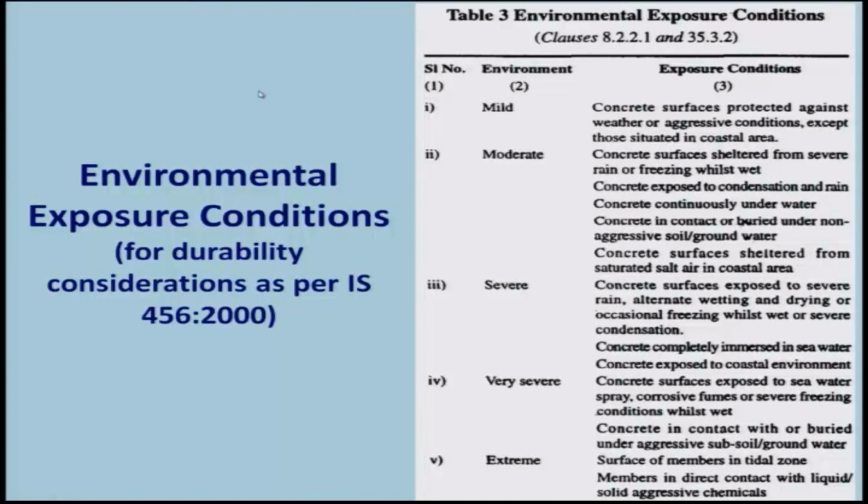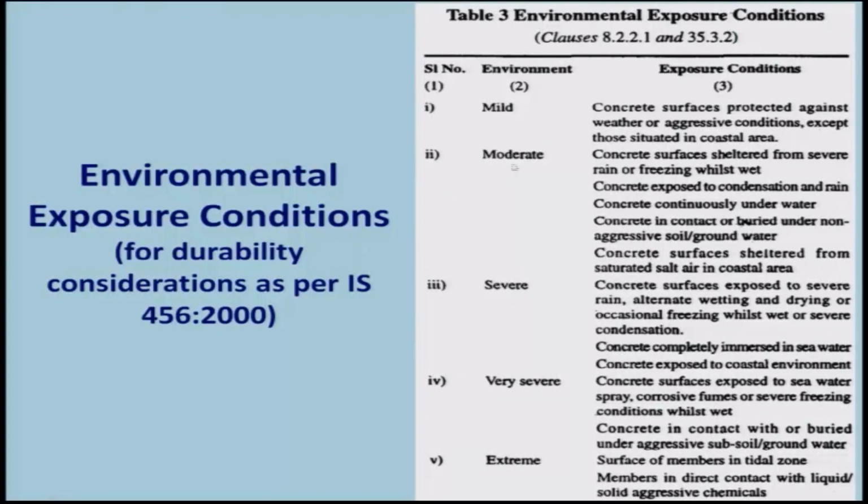The third table that we have in IS 456 is for durability considerations. Here you have 5 different environmental conditions: mild, moderate, severe, very severe and extreme, and each of the exposure conditions are explained in detail. So, if you take mild condition, the exposure condition is as follows: concrete surfaces protected against weather or aggressive conditions except those situated in coastal areas.